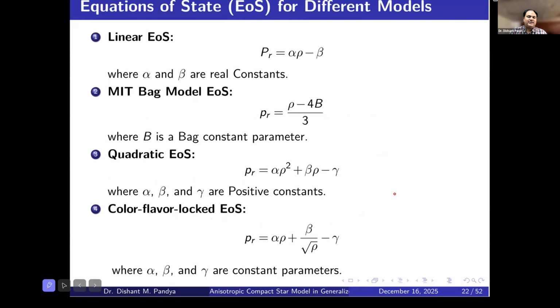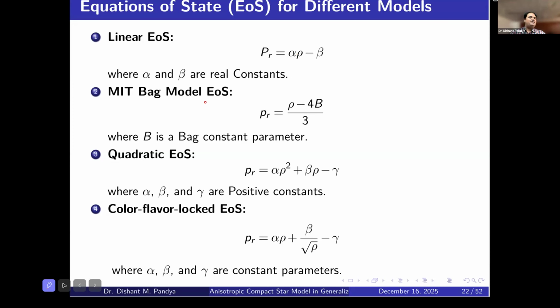Now, once we have this, as we know there is matter density and pressure, and they are related by an equation of state. So what kind of equations of state are there? Basically, in the literature, if you go through a variety of equations of state, you can list them out. The first one is the linear equation of state. As you can see here, the radial pressure is connected with density in a linear way, alpha rho minus beta, or maybe plus beta, whatever we consider. But that is the linear equation of state.